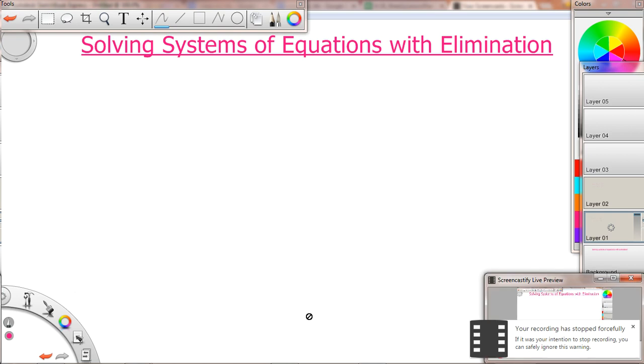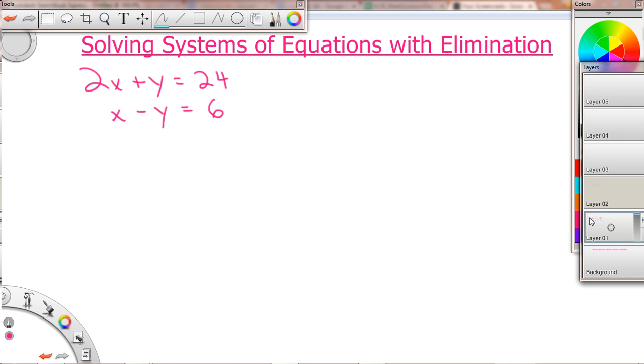Hello. Today we're going to be talking about solving systems of equations with elimination, or using the elimination method. All right, now let's jump into an example problem here. Okay, so let's say I have this system of equations, and I'd really like to find a solution that works for both of these equations.